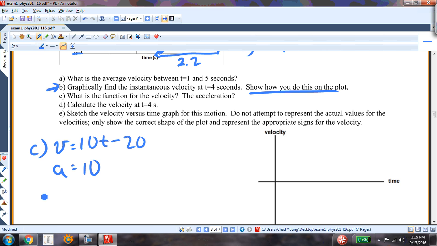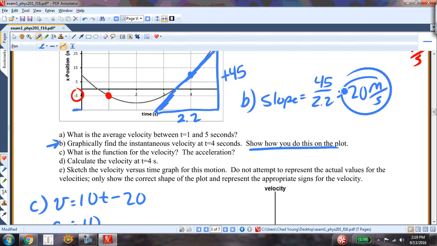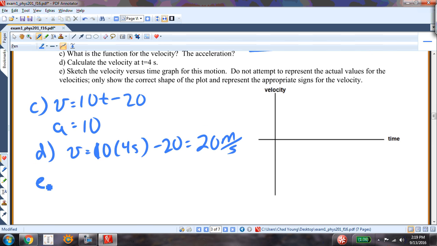That's it for C. D, calculate the velocity at t equal 4 seconds. Equals 10 times 4 seconds minus 20. Oh, that's equal to 20 meters per second. That better be what it is, because that's what I found it to be up here. All right, so you can go back and check your answer. That is D.